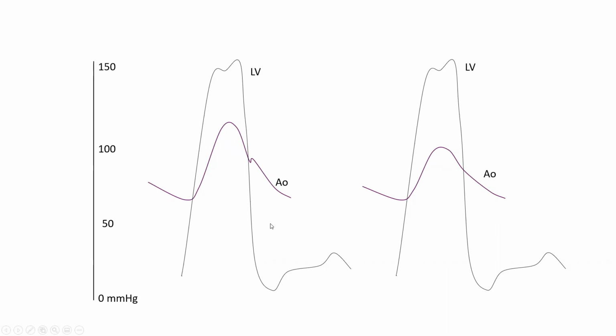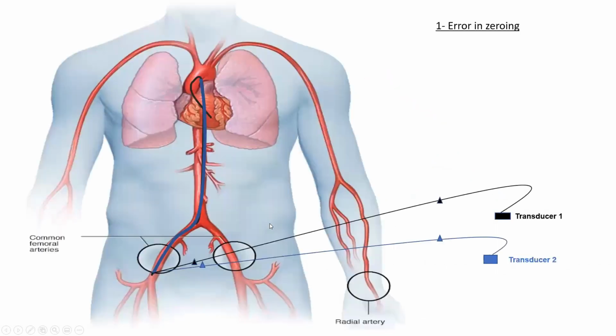And why does damping happen? What causes damping? Again, let's imagine the aortic pressure, the blue one. Damping occurs anywhere along the way. It can occur along the catheter, or along the tubing, or along the transducer. Those are the three levels wherein you can have damping, okay?